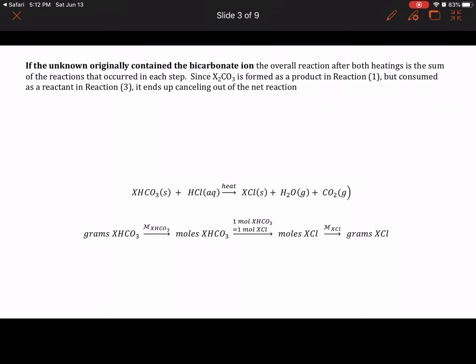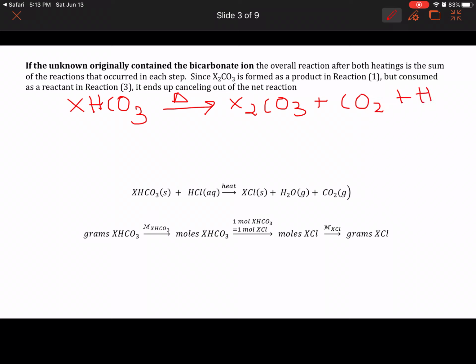So what are the two reactions that are involved? Remember the metal bicarbonate, that is XHCO3, and you just heat it, nothing added the first time. You heat it, we give the heat symbol like that, a triangle, and then when you heat it, it becomes X2CO3 plus carbon dioxide and water.